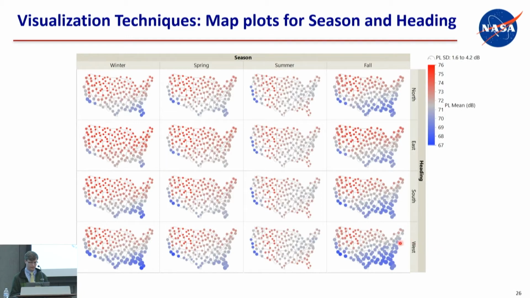So for the west heading, it looks a little bit more variable than the east heading. You can tell that by the dot size for the fall, for example. And maybe you wanted to get a little bit louder booms in order to have better resolution in your dose response data. So maybe you would fly east in the spring to get a little bit louder booms.